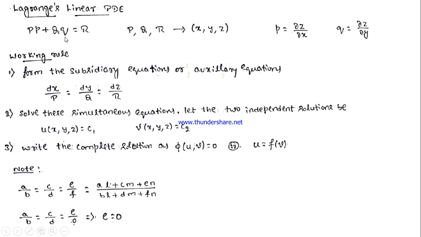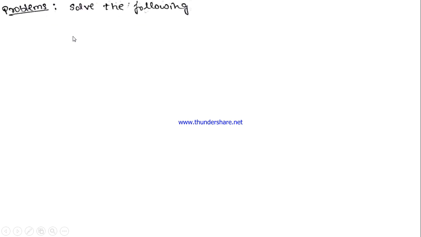Now let me try to understand how we solve Lagrange's linear partial differential equations by using the following examples. Let me consider my first example, xp plus yq equal to z. It is definitely in standard form, Pp plus Qq equal to R. So we can write our auxiliary equation: dx by x equal to dy by y equal to dz by z.